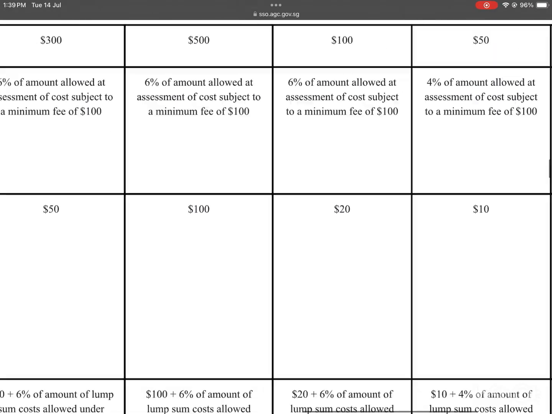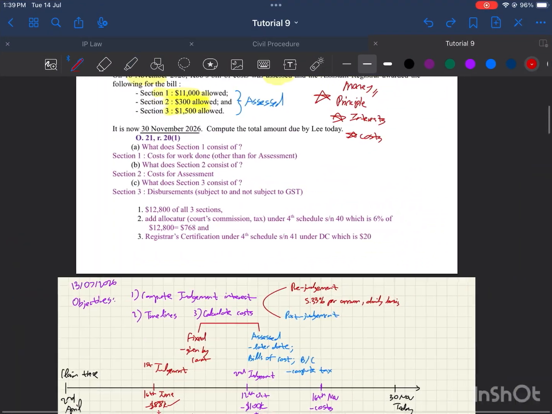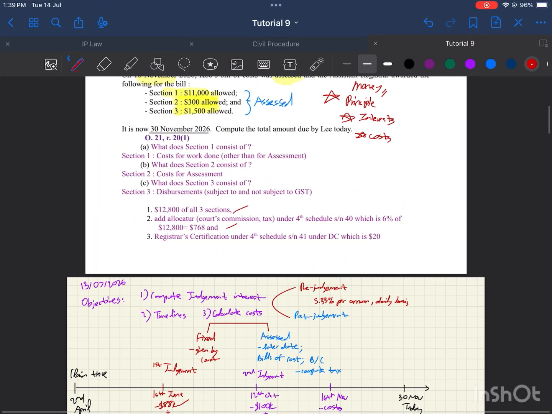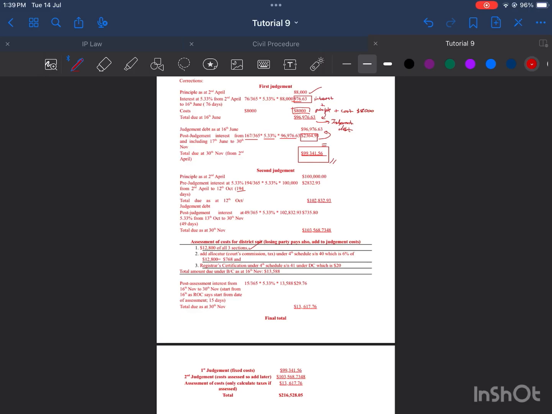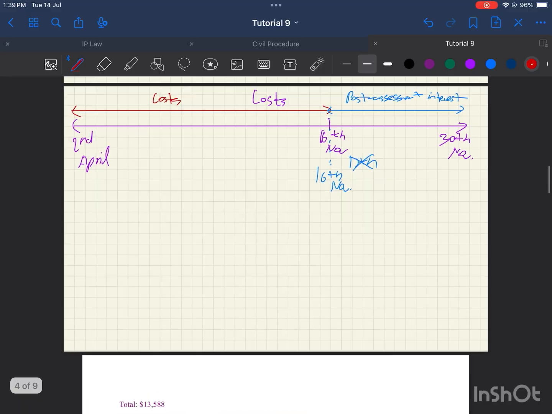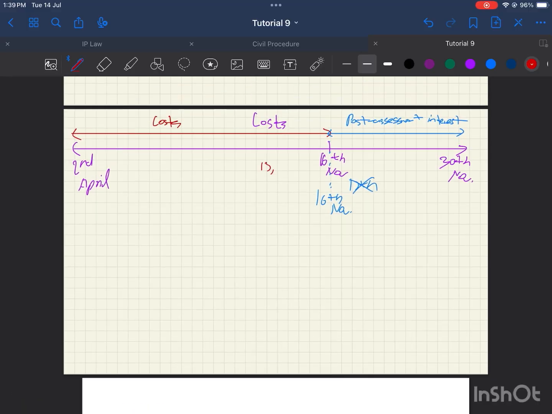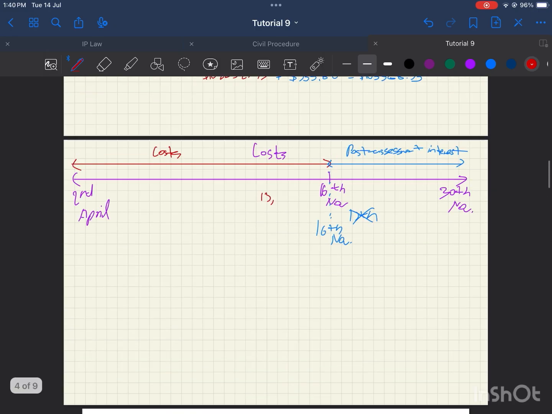So $12,800, 6% tax, and then the $20 registrar certificate, and you will get the right amount of $13,588, and this is due on 16th November. So that is for the pre-cost. We just call it cost.